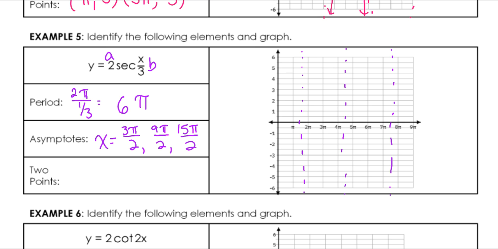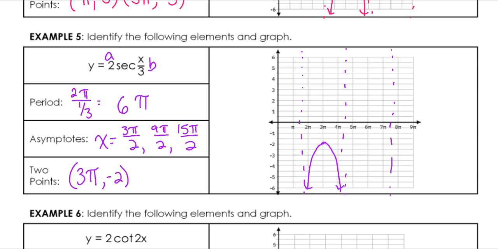And I'm going to pick some key points there. So I can see that one key point is going to be at 3 pi. If I plug in 3 pi over 3, that's just pi. So secant of pi times 2 is going to be negative 2. So at 3 pi, it's down at -2, and that is that U shape facing downwards from there.